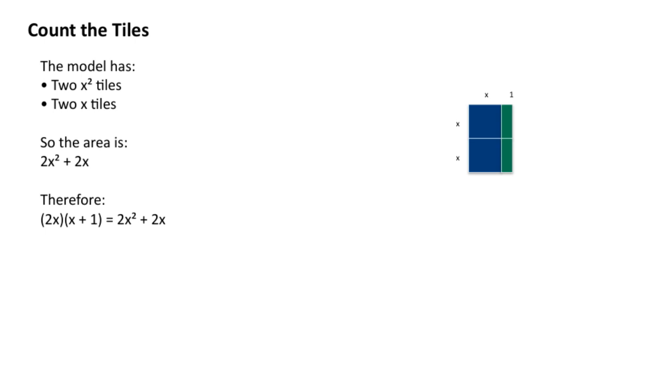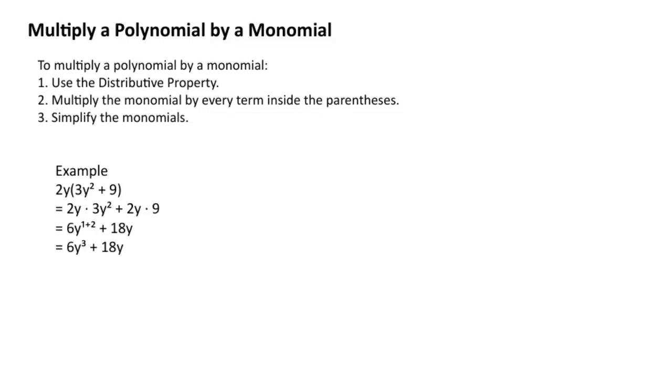This visual helps us understand how the distributive property works in algebra by breaking down the expression into parts that are easier to see and manipulate. It's a great way to connect the algebraic expression with a visual, tangible model. So, by counting the tiles and grouping them, we're essentially confirming that the factored form matches the expanded form, reinforcing this important concept. Let's look at this example to see how multiplying a polynomial by a monomial works in practice.